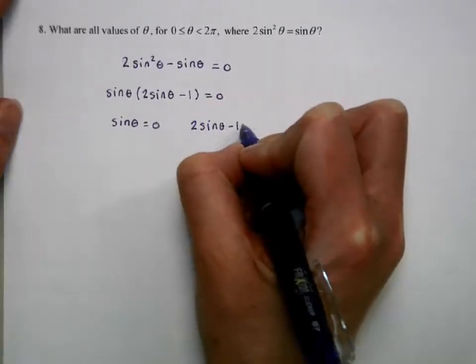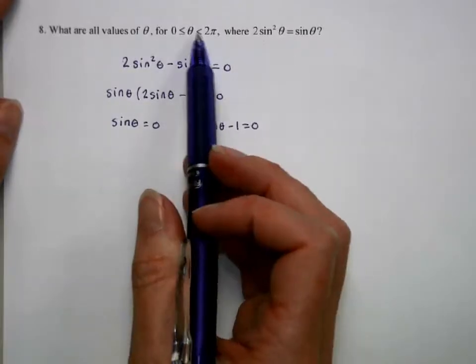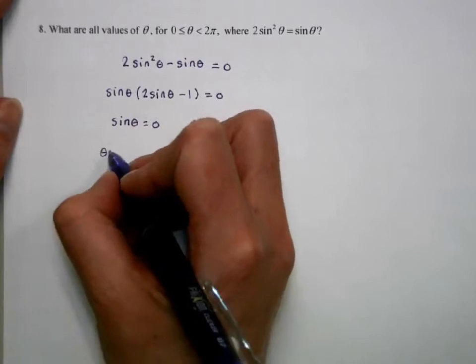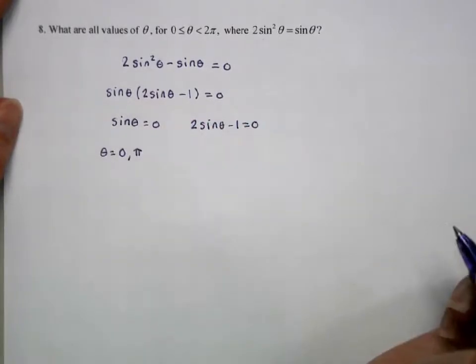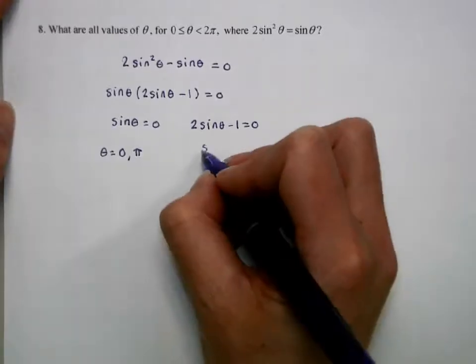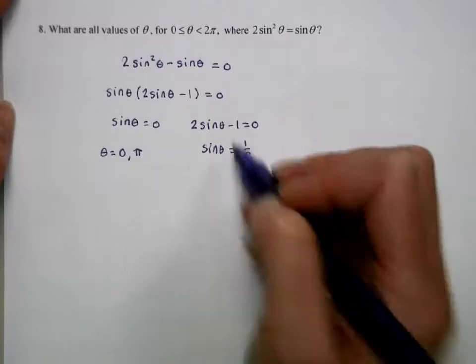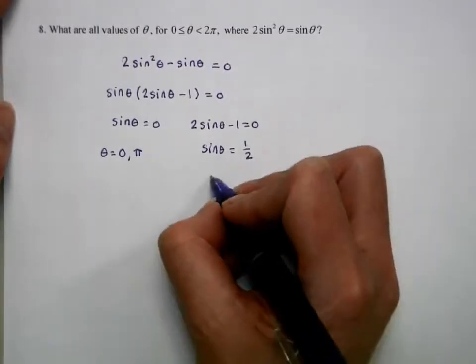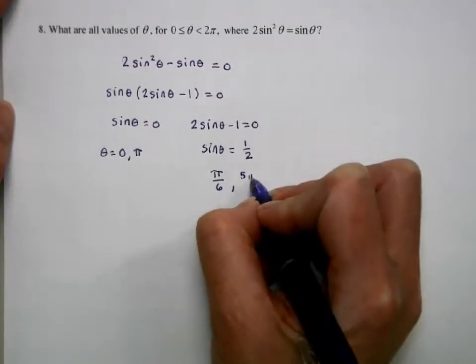For this equation, between 0 and 2 pi, not including 2 pi, is going to give me a theta value of either 0 or pi. That's where my y's are 0. Here we're looking for sine of theta to equal 1/2. I add the 1 over, divide by 2. So we're looking for our y values to be 1/2, which is going to occur at pi over 6 and again at 5 pi over 6.